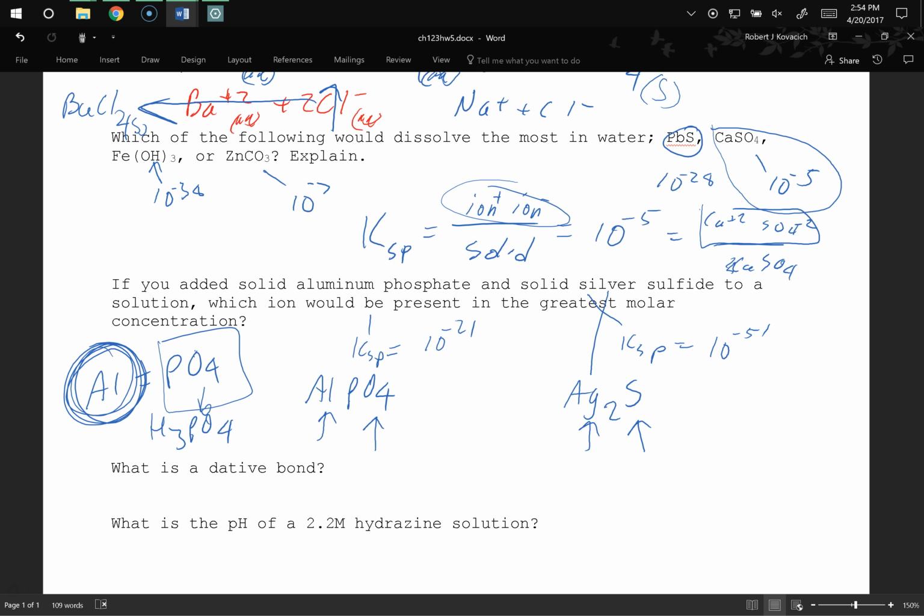So what's kind of funny about it is even though this is 30 orders of magnitude smaller dissociation, there's going to be more of these two things in the water than there is going to be of this, because there won't be any of that in the water.